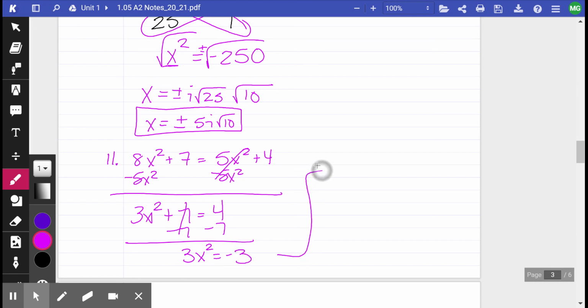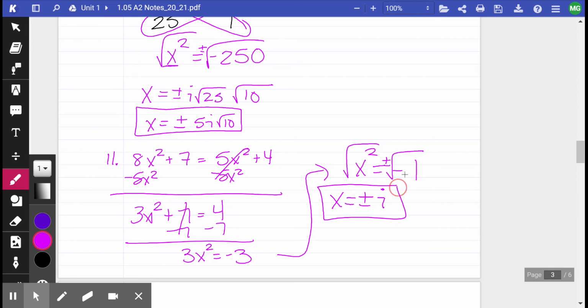Divide by 3, and we get x squared equals negative 1. So now we can take the square root of both sides. Remember, whenever you take the square root, don't forget your plus or minus. And then don't forget the definition of the square root of negative 1 is equal to i. So we pull out the square root of negative 1, and that's all that's there. So this is just plus or minus i.